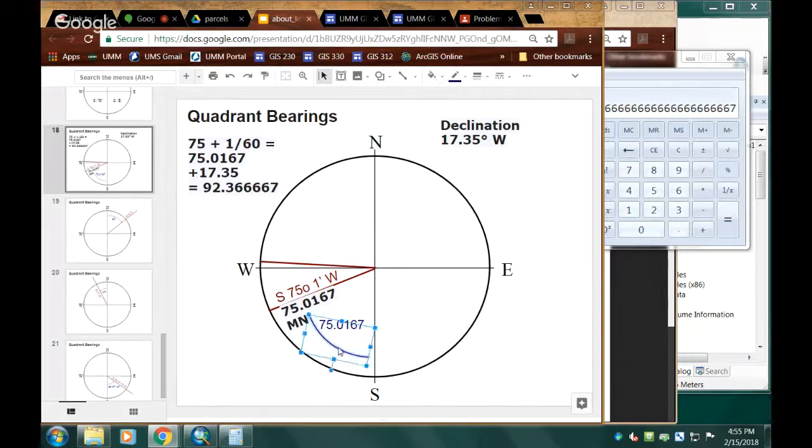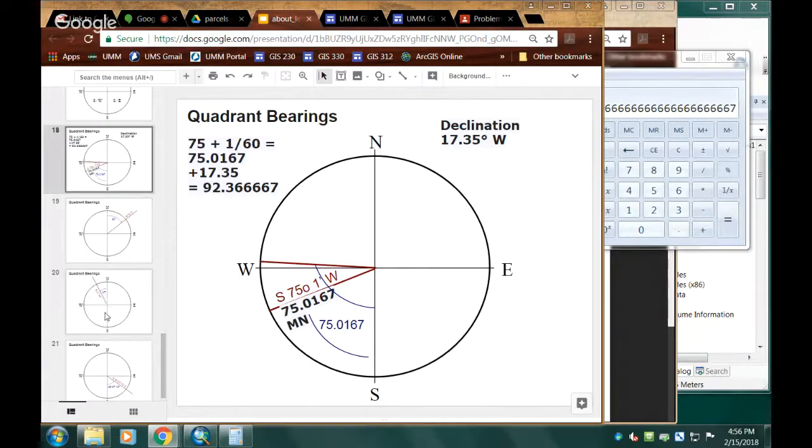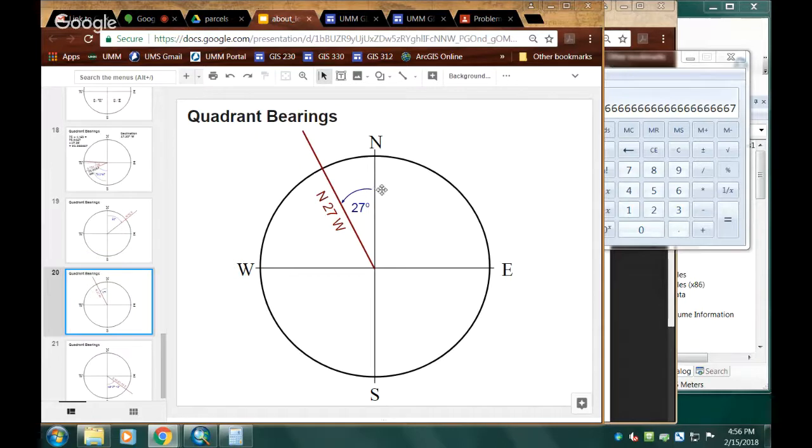And the angle that we, oops, the angle that, geez, why? There, I'm just going to use my arrows. So the angle that we discovered is this one, right? But that's not how we measure quadrant bearings. We're now in the northwest quadrant, right? So we have to measure it like this.